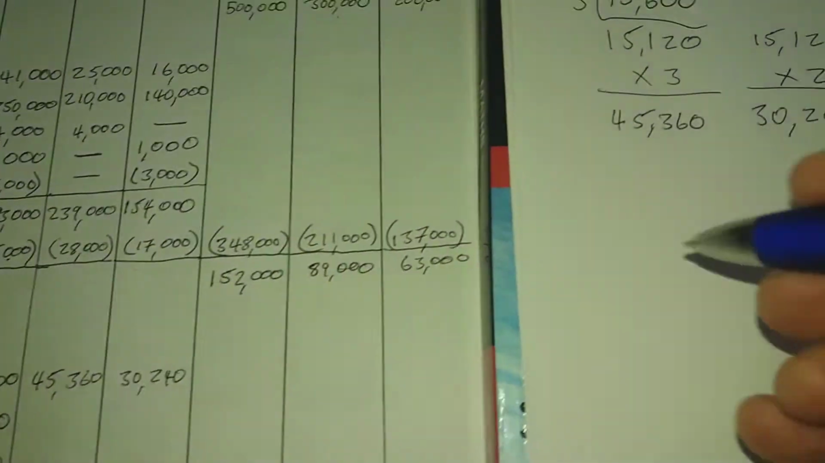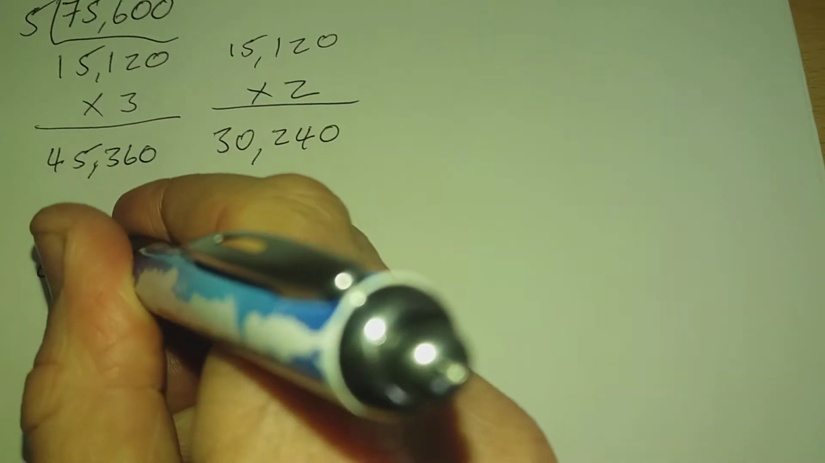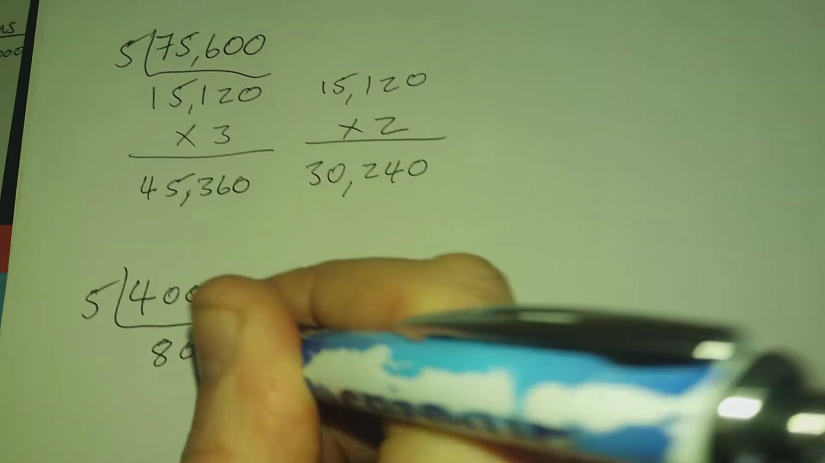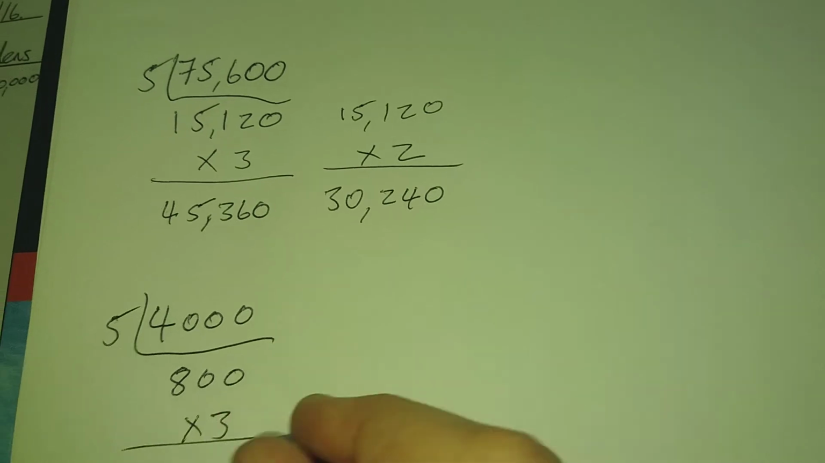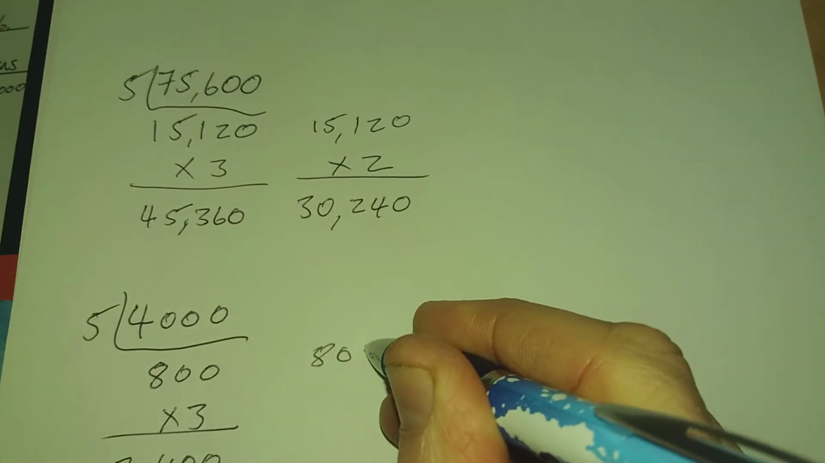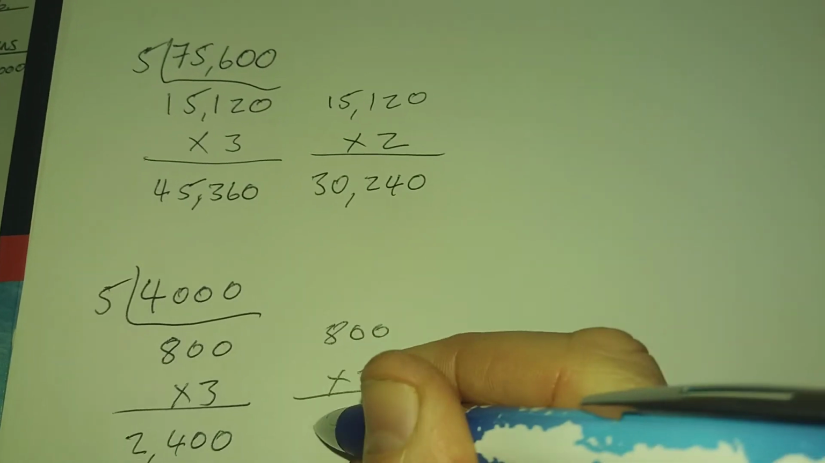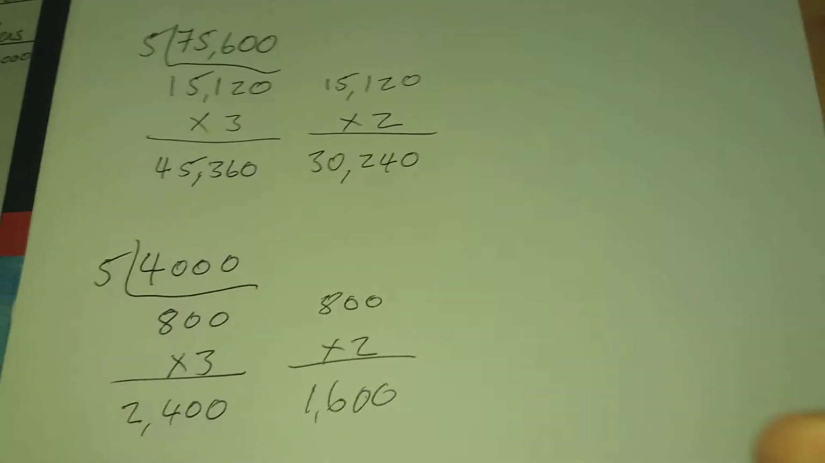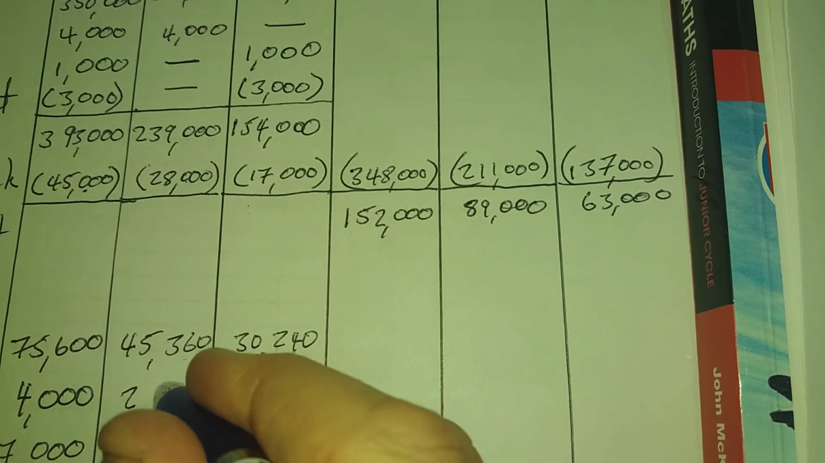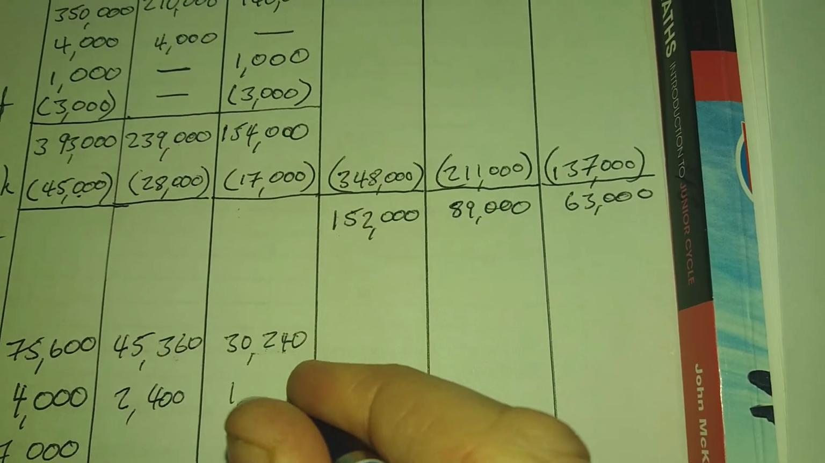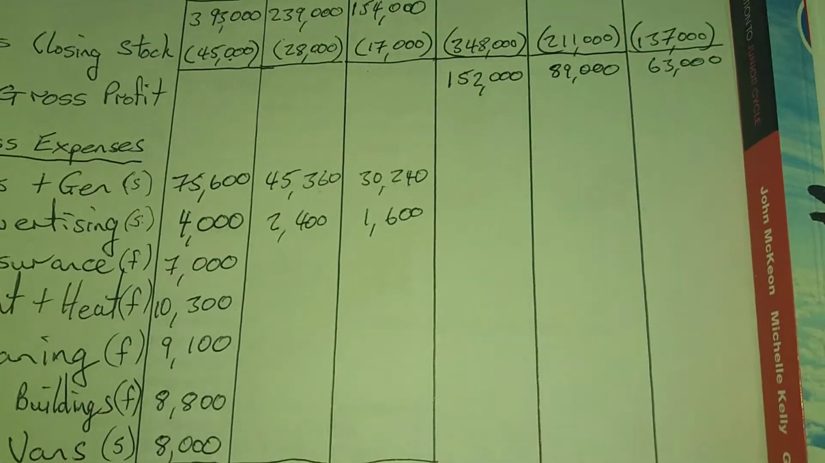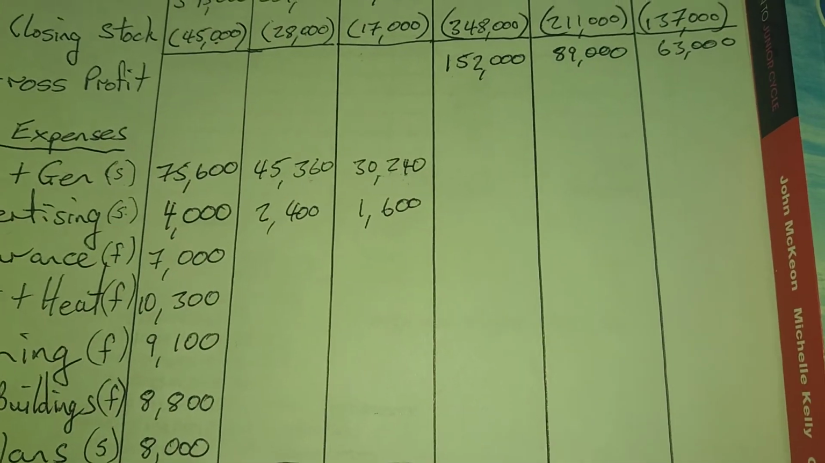The next one is the 4,000, and we do it in the very same way. 4,000 divided by 5 is 800, and then multiplied by 3 is 2,400, and 800 multiplied by 2 is 1,600. So we're going to put 2,400 in here and 1,600 in here, and altogether that's 4,000. That's perfect.